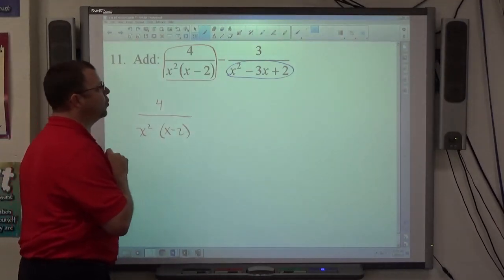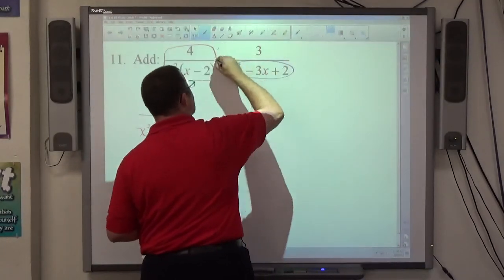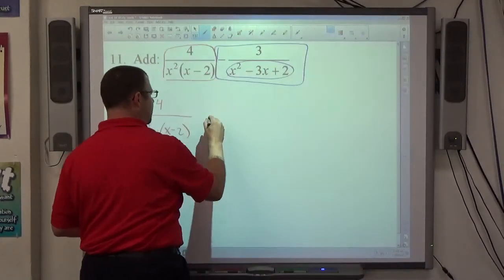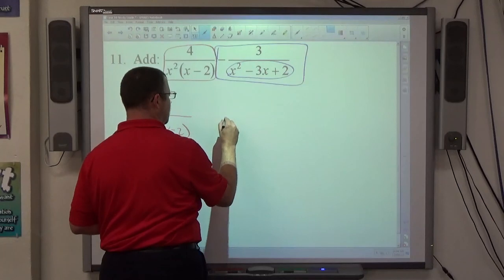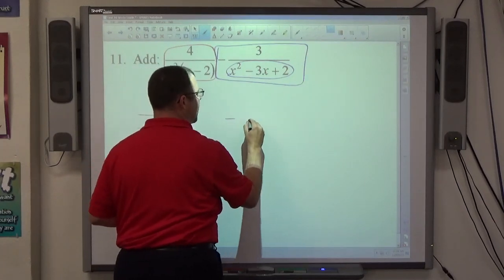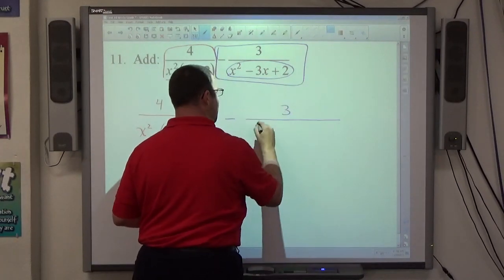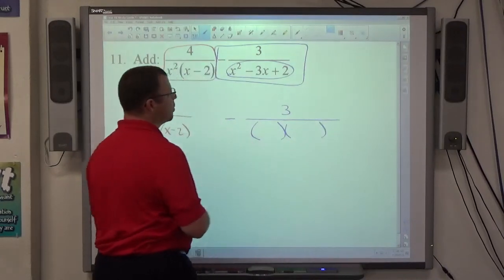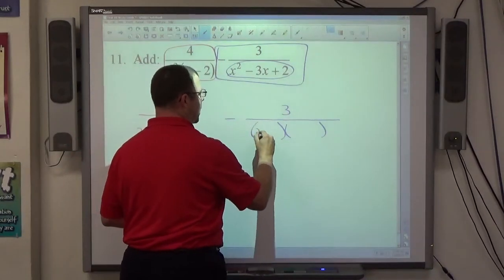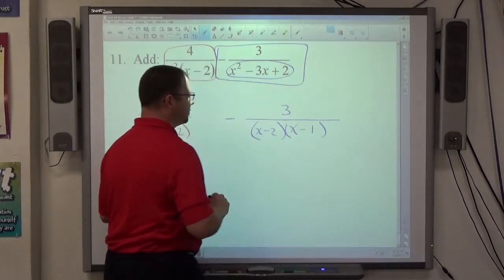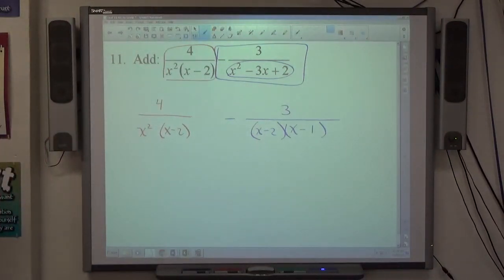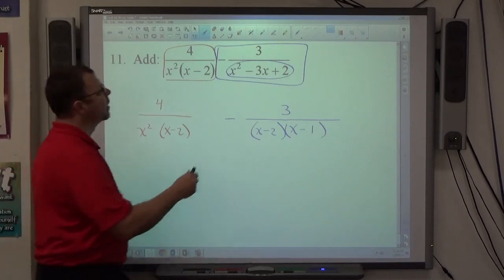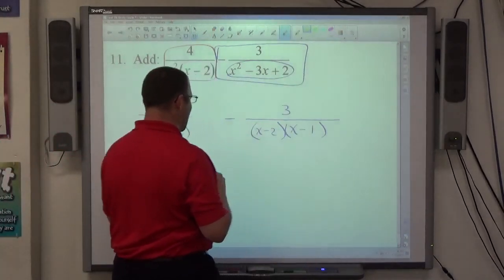Times x minus 2. And then we'll do the second fraction in blue. We are subtracting, so it is minus. I'll leave myself a little space here. So minus, and then I've got 3 on top. And if I factor x squared minus 3x plus 2, that's going to be x minus 2 times x minus 1. Okay, so that's priority 1. Factor everything completely. So you're looking at the denominators all in factored form. And then what we're looking for is commonality.